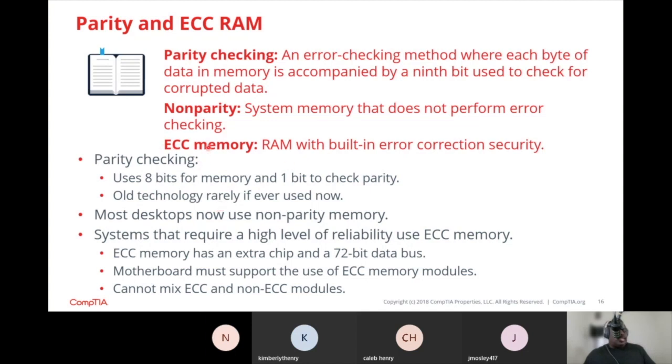Most RAM is all ECC now. Most desktops now use non-parity memory. Systems that require a high level of reliability use ECC memory. ECC has an extra chip and a 72-bit data bus. The motherboard must support the use of ECC memory and cannot mix ECC and non-ECC modules.